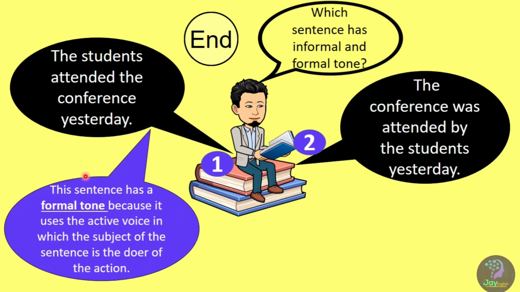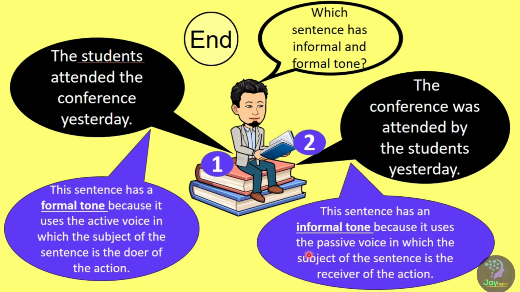This sentence has a formal tone because it uses the active voice, in which the subject of the sentence is the doer of the action. In the sentence, we have the students as our subject, who were the ones performing the action, which is attended the conference. That is what is meant by active voice.